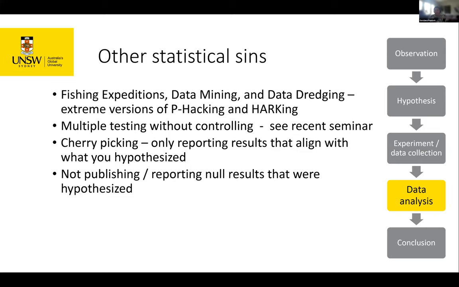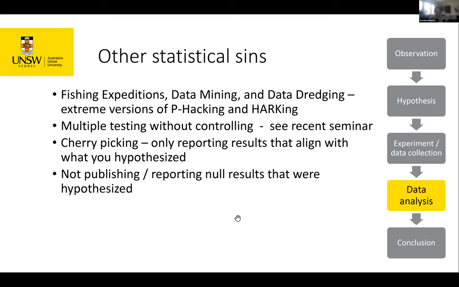Another statistical sin is cherry picking. This is basically you only report results that align with what you hypothesized. So if you find something that doesn't align, you just don't report it. And then a different one is not publishing or reporting your null results that you did hypothesize. Say Ivan had this hypothesis and a few others, maybe three hypotheses, and two of them were supported and one of them wasn't. He would need to report all three hypotheses, including the one that wasn't supported. Otherwise, it looks like the other ones have more evidence than they do. So those are a bunch of other statistical sins that you should avoid.